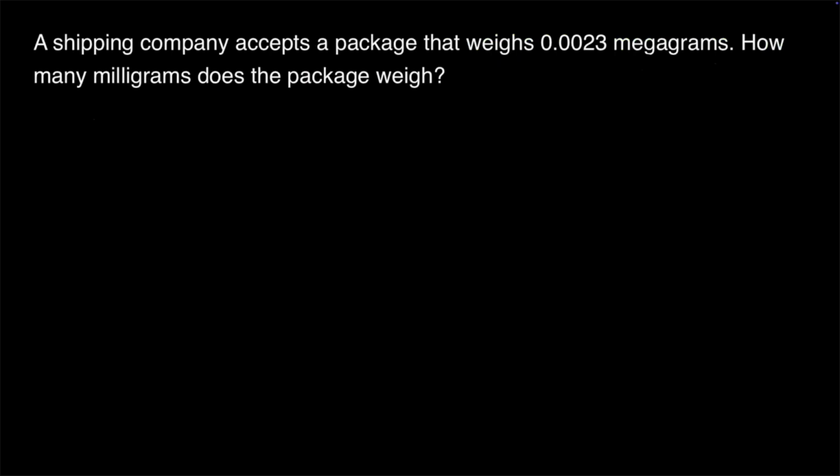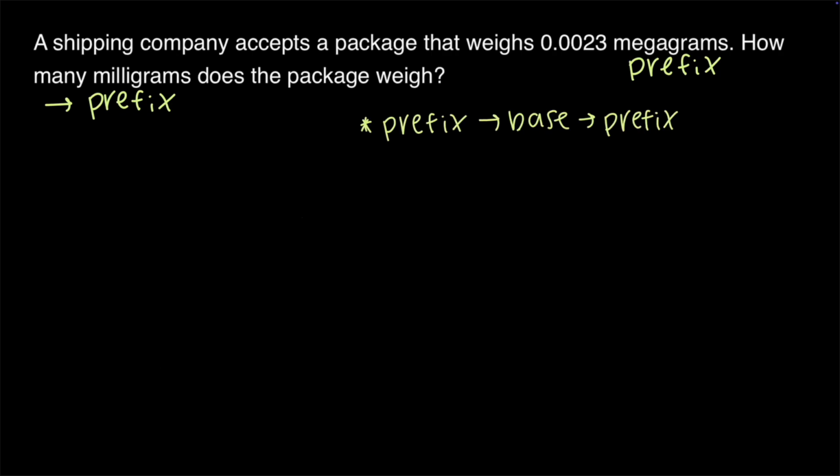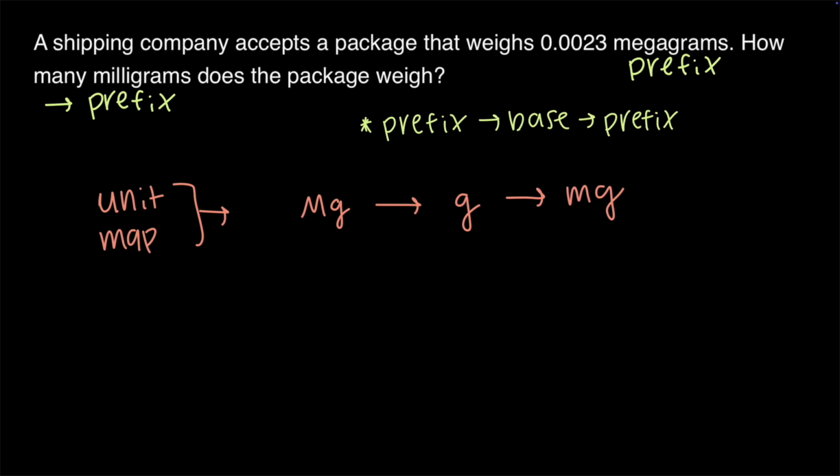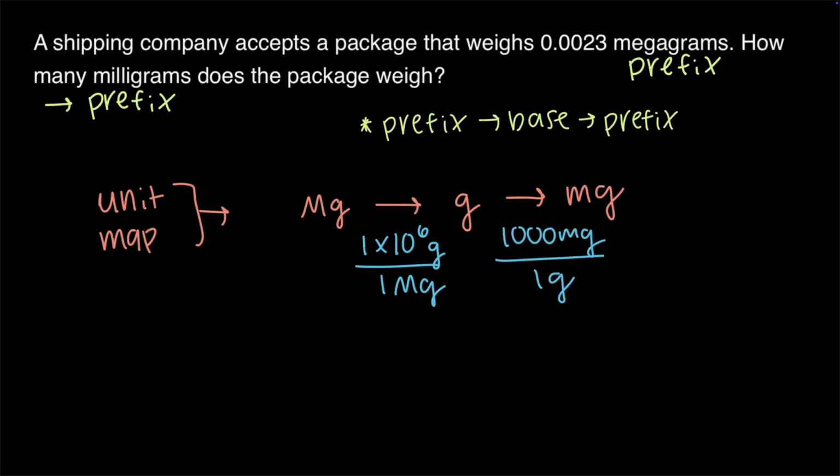For this question, we have a shipping company that accepts a package that weighs 0.0023 megagrams. How many milligrams does the package weigh? We are starting with megagrams and converting to milligrams, so we will go through the base unit grams. Our unit map is megagrams to grams to milligrams. 1 megagram is 1 times 10 to the 6 grams, and 1 gram is 1,000 milligrams.